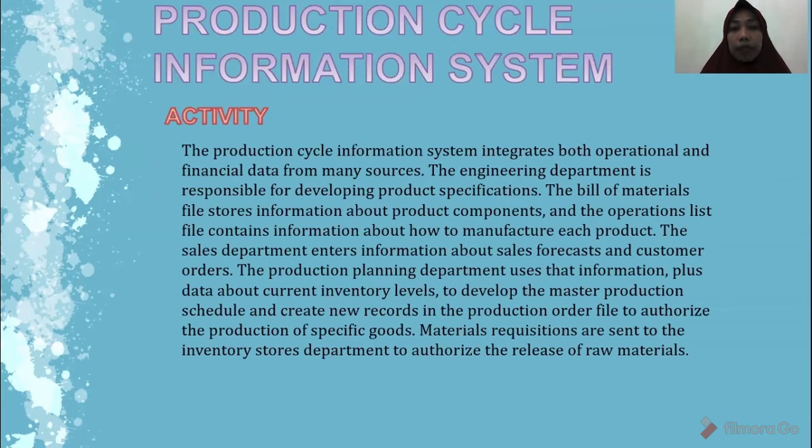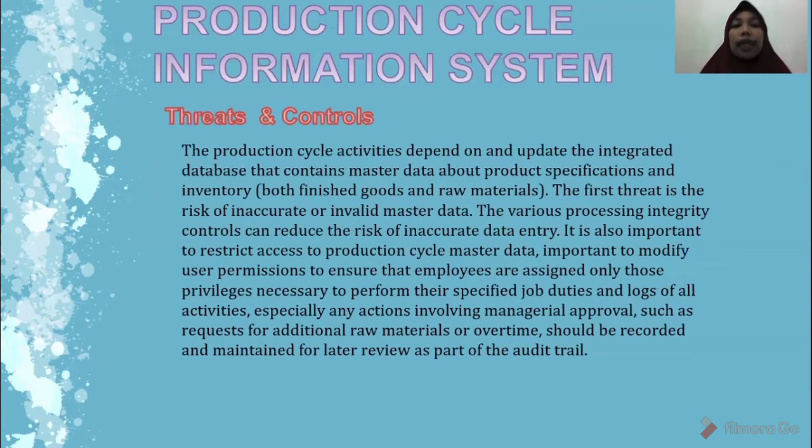The production planning department uses that information plus data about current inventory levels to develop the master production schedule and create new records in the production order file to authorize the production of specific goods. Material requisitions are sent to the inventory store department to authorize the release of raw material. The production cycle activities depend on and update the integrated database that contains master data about product specifications and inventory, both finished goods and raw material.